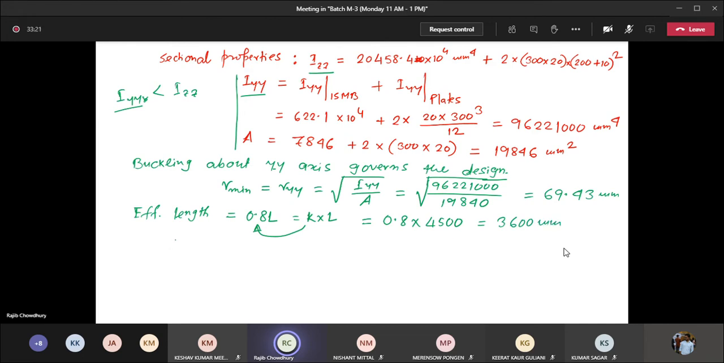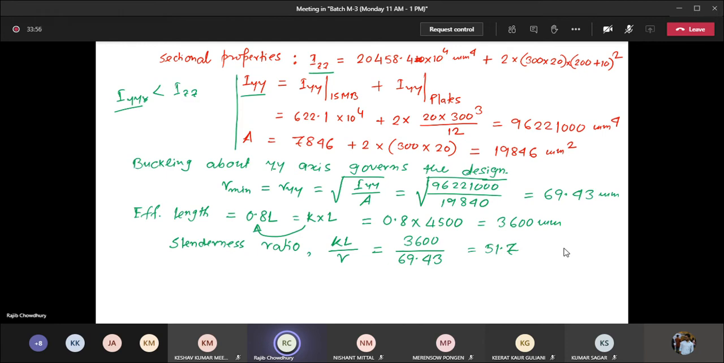So what is your slenderness ratio? Slenderness ratio is KL divided by R, which is 3600 divided by 69.43, coming around 51.7.